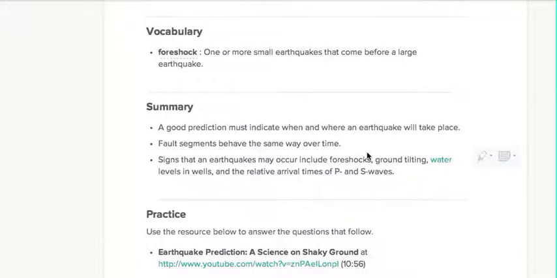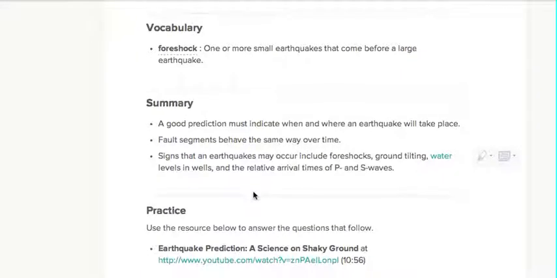In summary, a good prediction must indicate when and where an earthquake will take place. Fault segments behave the same way, usually over time. Signs that earthquakes may occur include foreshocks, ground tilting, water levels in wells being at different levels, and the relative arrival times of P and S waves.